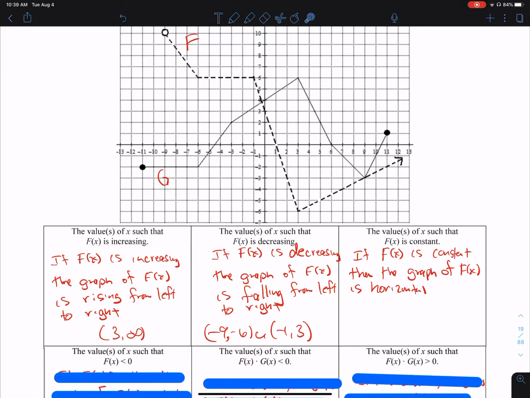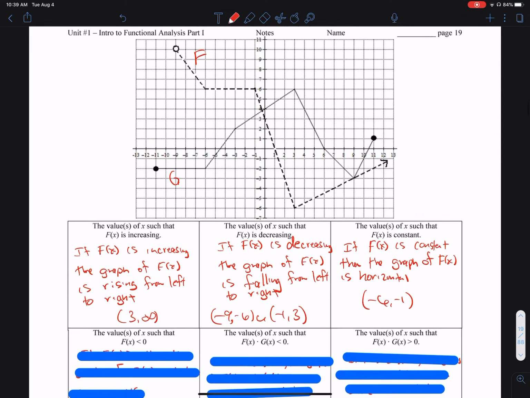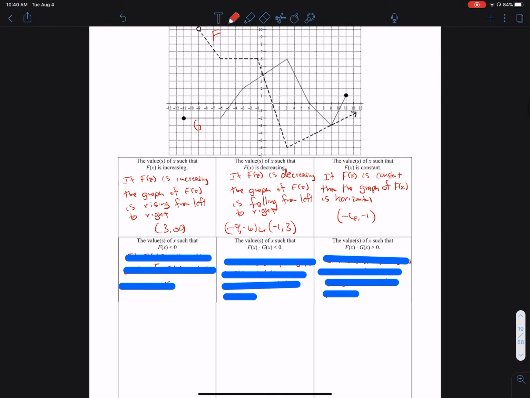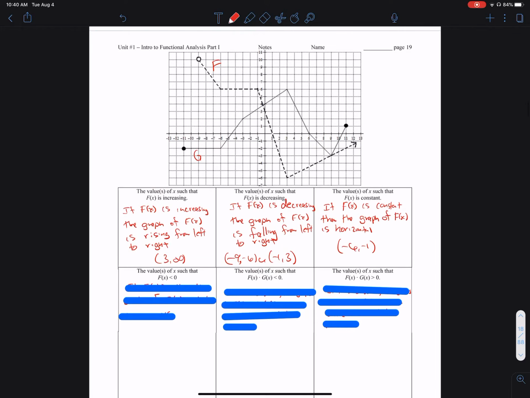And it is horizontal from -6 to -1, not inclusive. All right. The values of x such that f of x is less than 0. If f of x is less than 0, then the graph of f of x is below the x-axis. It's below the x-axis from right after 1, and then until it gets to the x-intercept, which we said was 15. So that's 1 to 15, both not inclusive.